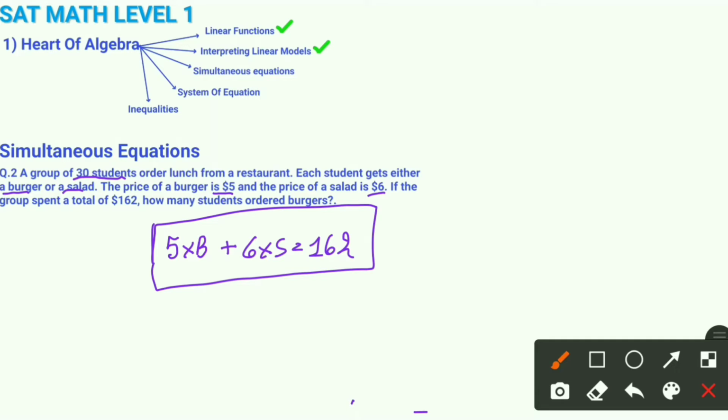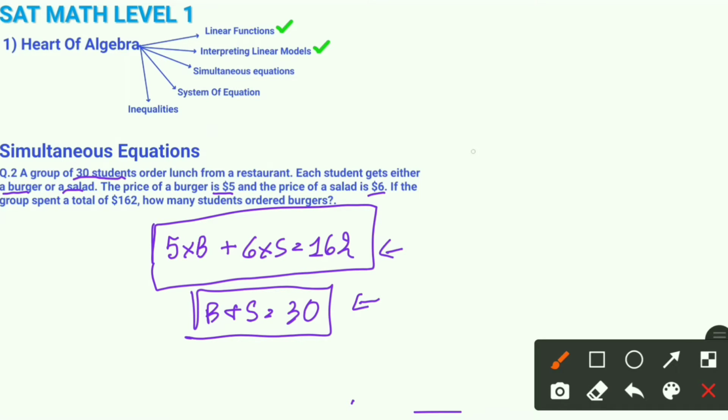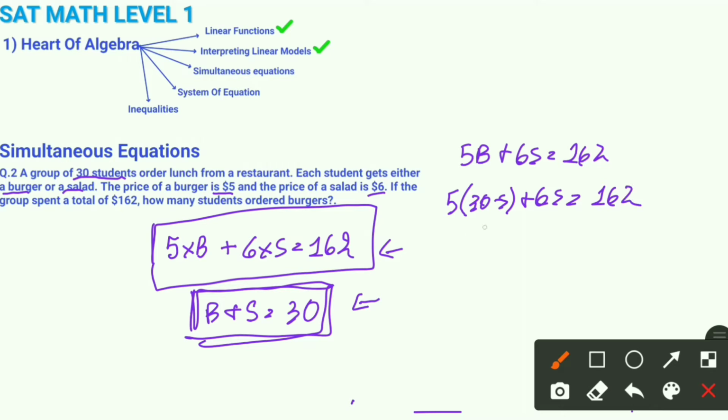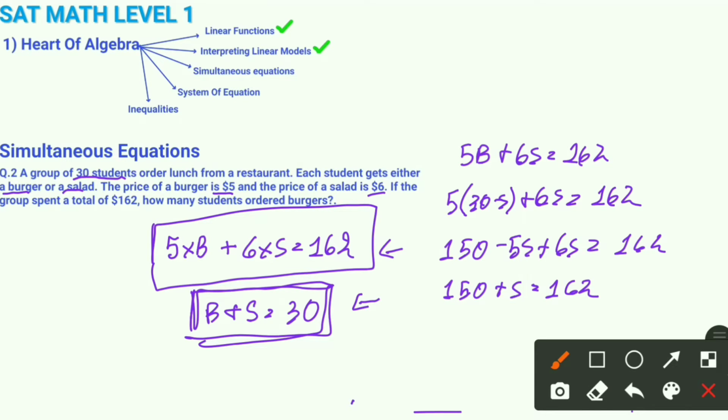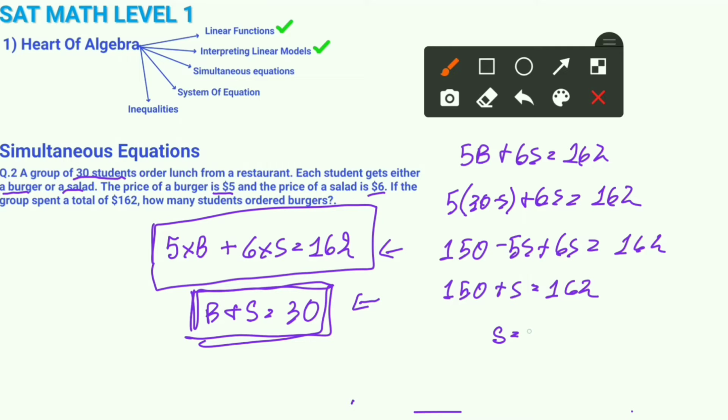30 students will get either a burger or a salad. So the number of students taking a burger will be B, and the number of students who have taken a salad will be S, and B plus S is equal to 30. Now we have these two equations, and if we solve simultaneously, 5B plus 6S is equal to 162, and then we substitute. So 5 times (30 minus S) plus 6S is equal to 162. 5 times 30 is 150. 150 minus 5S plus 6S is equal to 162, then 150 plus S is equal to 162, and then S is equal to 12.